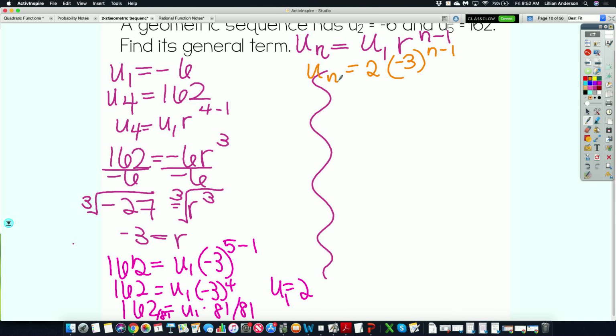So general term means first term. No, general term means nth term, any term. Oh. Yeah. Can you explain why you use U4 instead of U5 in the beginning?